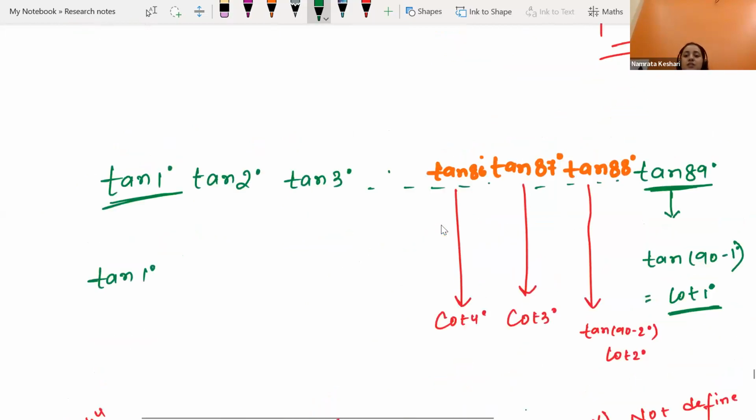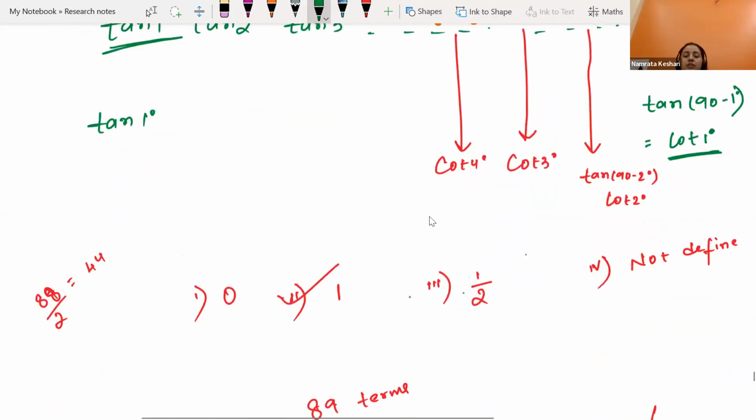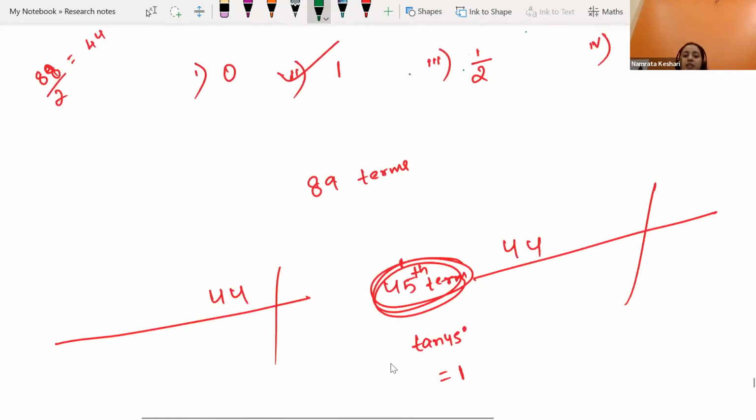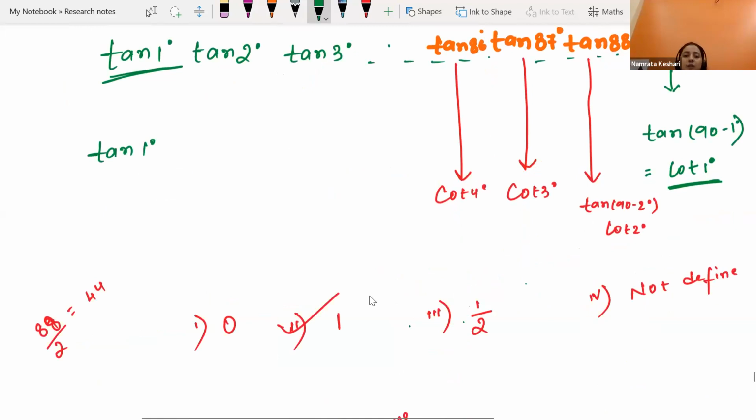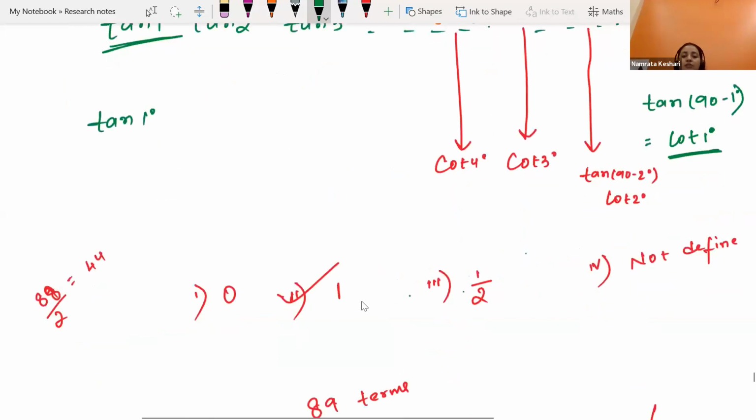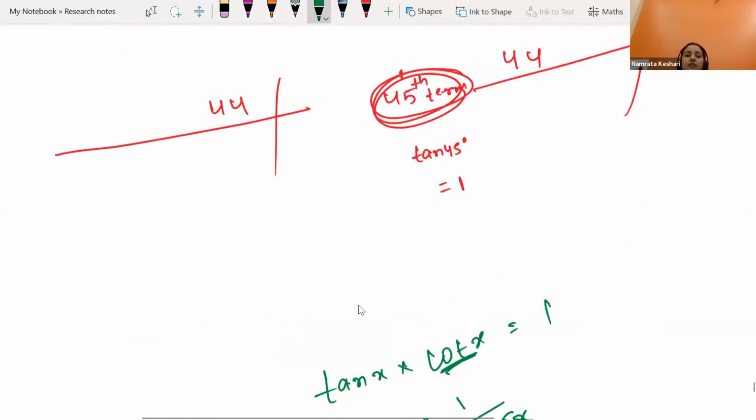But we have successfully made 44 pairs and one is remaining. So we realize that the remaining one is the 45th one. Tan 45 degree will be the remaining, and that value we know is accurately 1. So the remaining product is 1 and this is also 1, hence the final result is 1.